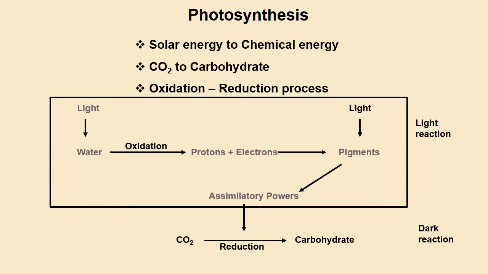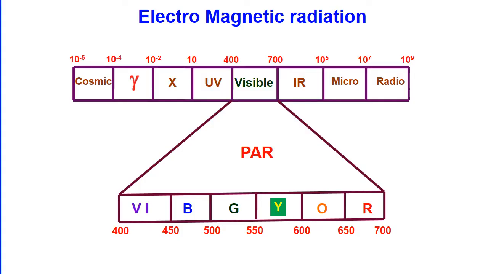Here, both oxidation and reduction are taking place. So, photosynthesis is also known as an oxidation reduction process. Okay. Since we are going to see about light reaction, we need to know at what range of the visible spectrum this light reaction is taking place. The visible spectrum of electromagnetic radiation having a wavelength between 400 and 700 nanometer is used by plants for photosynthesis. This visible spectrum is also known as PAR, which means photosynthetically active radiation, and its range is between 400 and 700 nanometer.